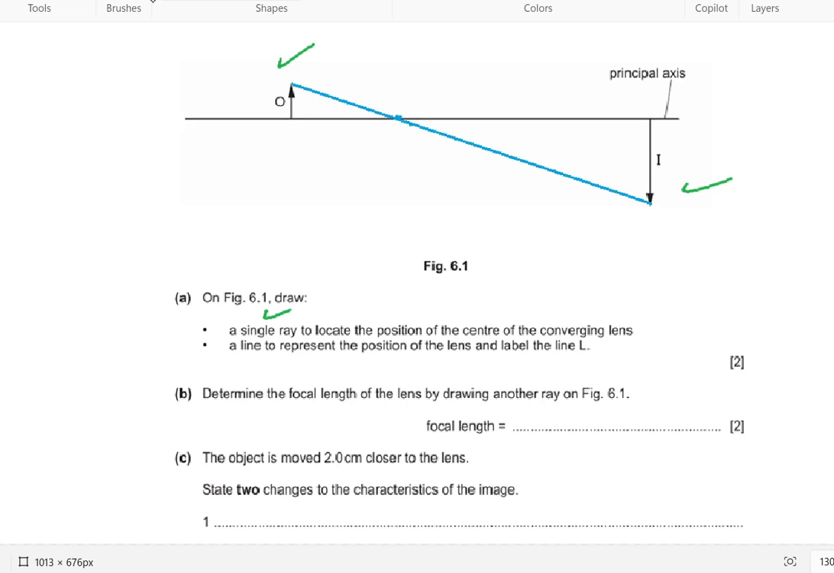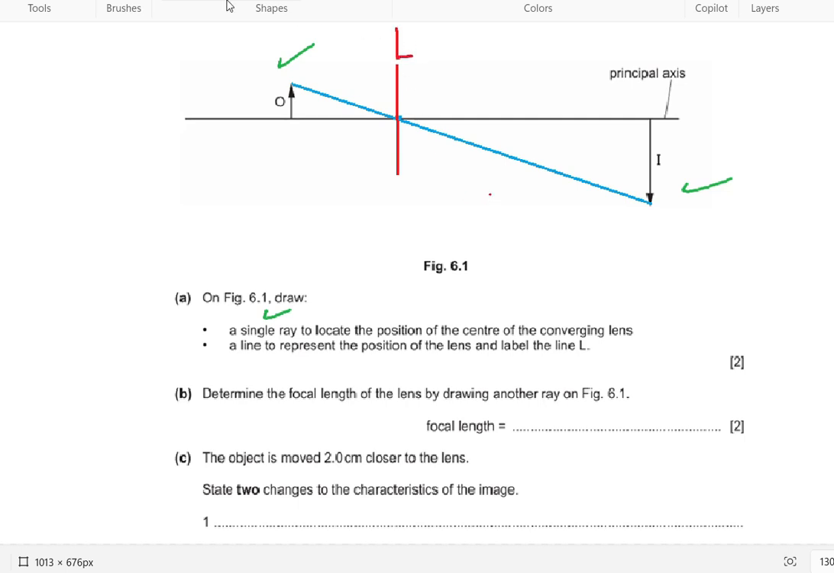So this point here is the center of the lens. If I want to draw the lens, in the second part they say draw a line to represent the position of the lens and label it L. Let me use another color. It is going to be here at this point. I try as much as possible to keep it exactly on the point of intercept. So this is the lens, and they say label it L.